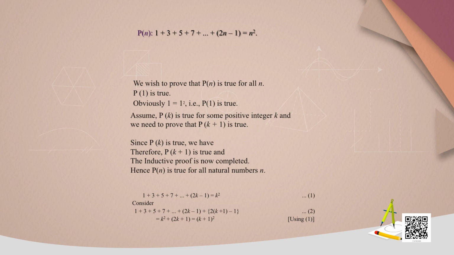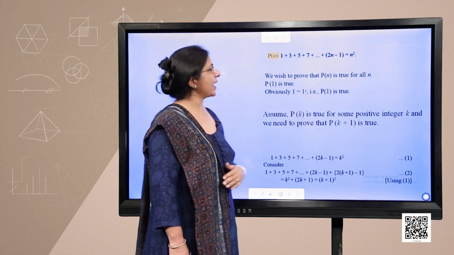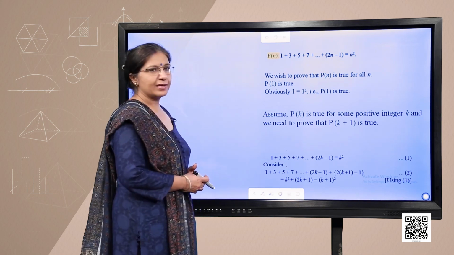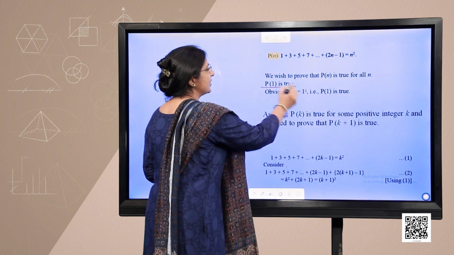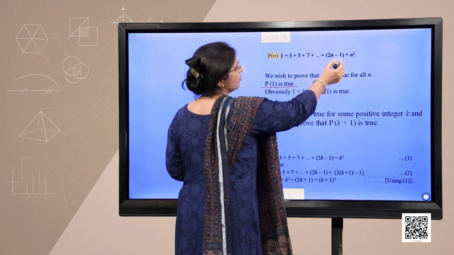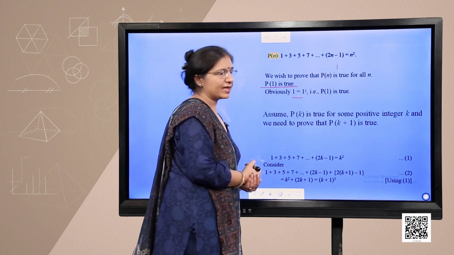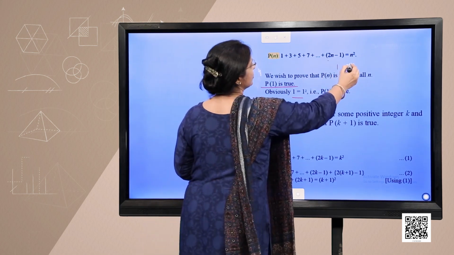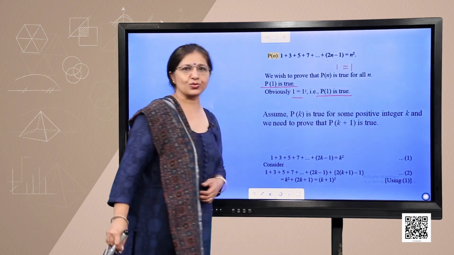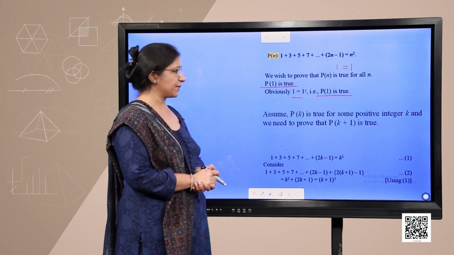Now, Pn is a statement which needs to be proven, that is the sum of n odd numbers is equal to n square. We wish to prove that Pn is true for all n. It is true for 1. How is it true for 1? We are saying obviously, because if we substitute 1 here, this is 2 minus 1. On the left hand side it will give us 1. On the right hand side also it will give us 1. So, we can easily say that P1 is true. That is why it is called the basic step.